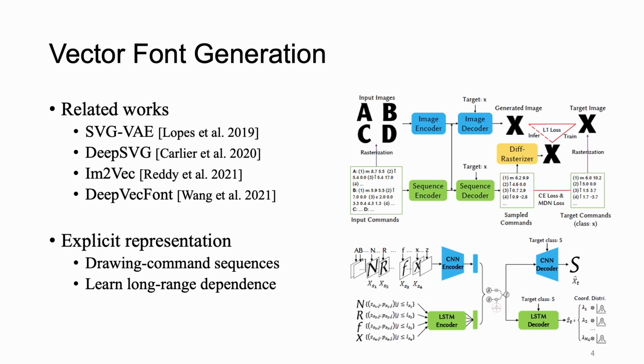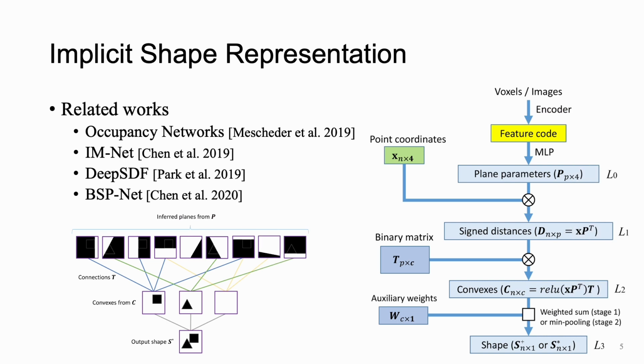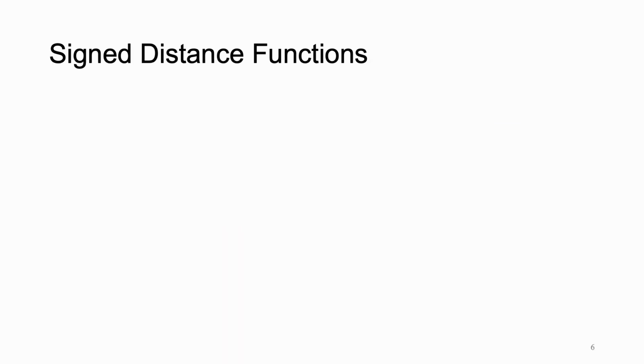Another possible solution to model the vector graphic is to use implicit functions, which have been widely used to represent 3D shapes in recent years. BSPNet uses hyperplanes to split the space in 2D shapes and 3D meshes, but it generates unsmooth and disordered results when handling glyphs consisting of numerous curves.